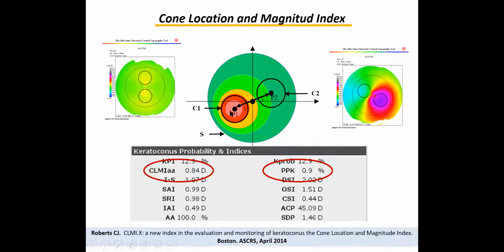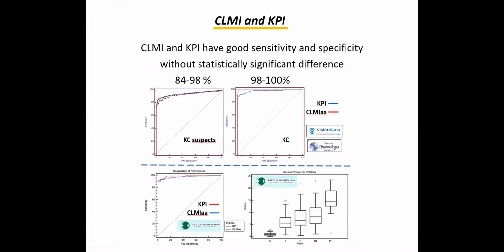We now also have the CLMI, or cone location and magnitude index, which first discovers where the K-max is in the map and compares it with the antipode, a point at the same distance and the same meridian. The cutoff value is around 1.5, 1.72.